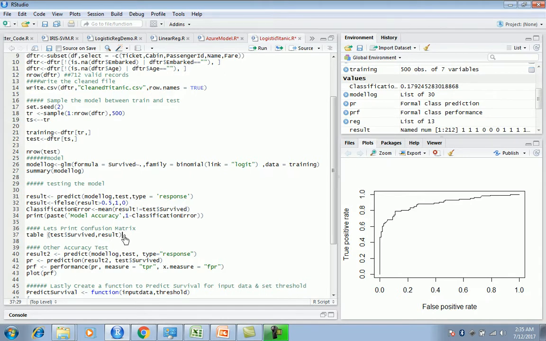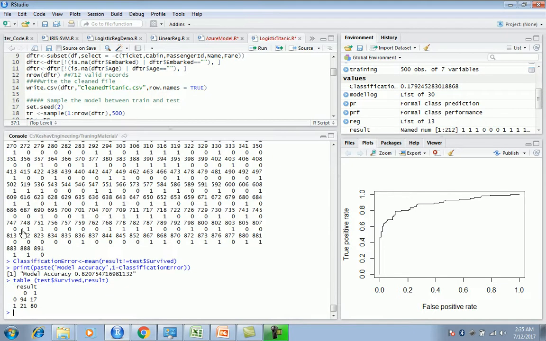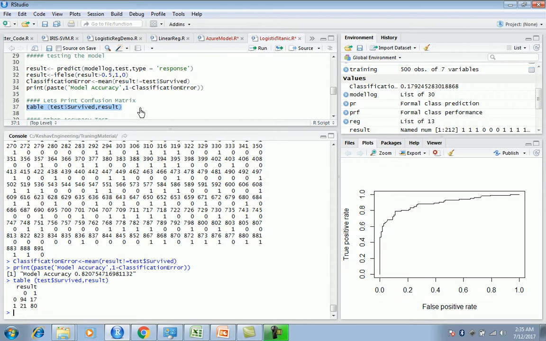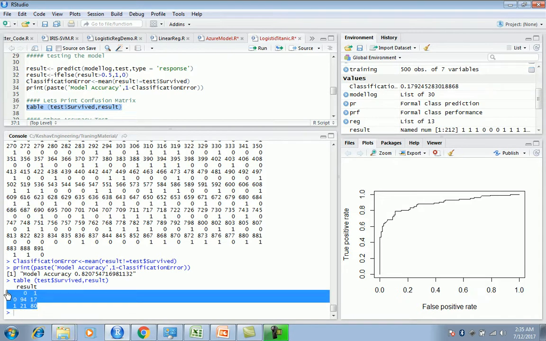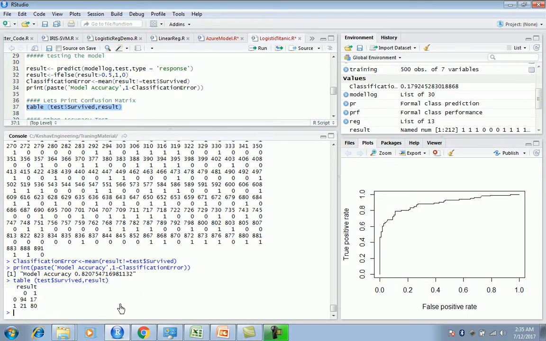The next important part is the confusion matrix. Here, what we have done is drawn a table for the test survived. From the test data set, we have the survived attribute, and then we have the results that we got from the model. Now if you study this, it is very interesting, and this is the confusion matrix. What it means is the true positives and the false positives, and the true negatives and the false negatives. So basically the diagonals, that is the 0-0 and 1-1, are the ones which are right.